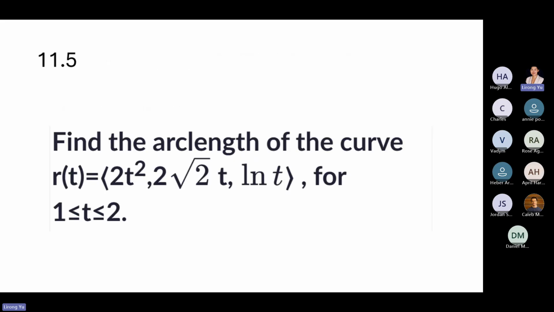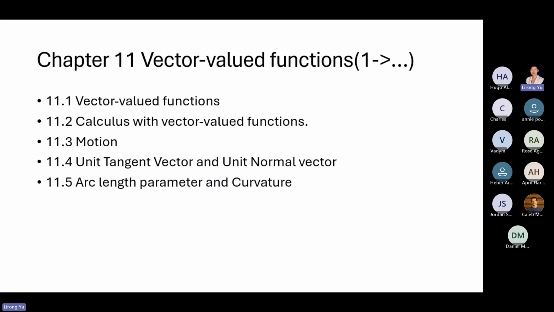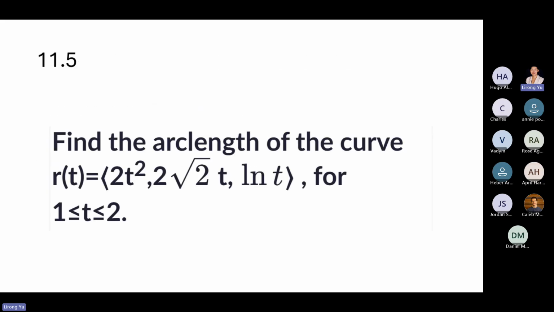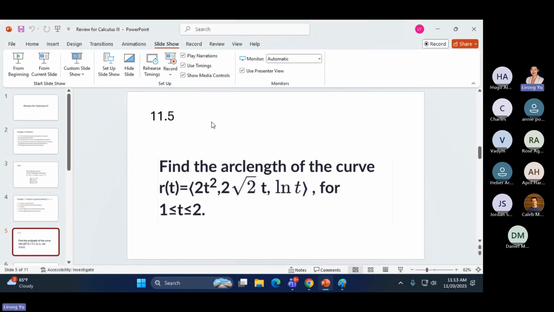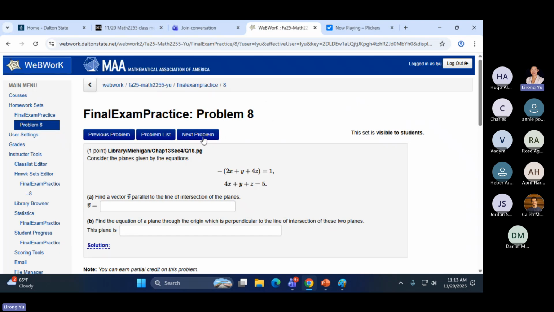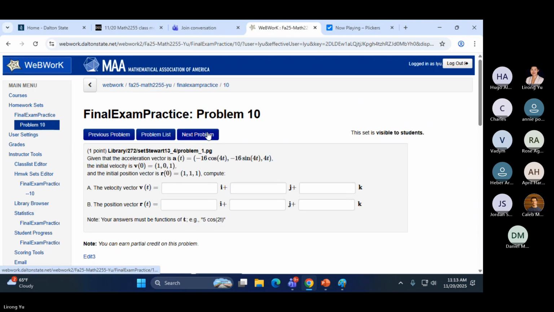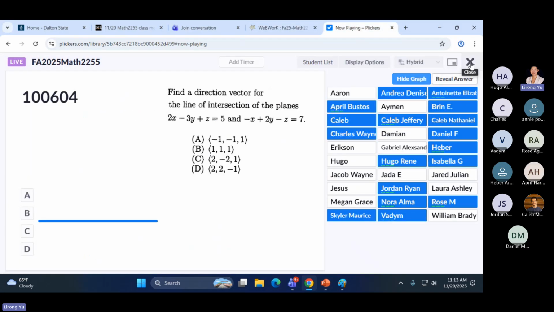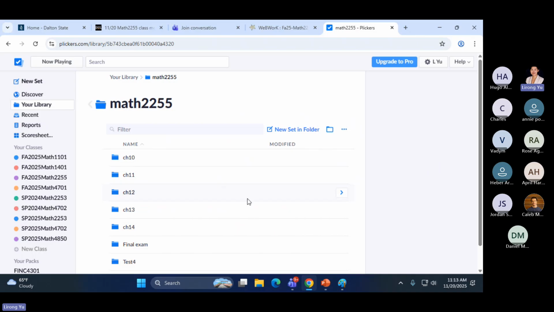So arc length parameter leads out the curvature notion, but we don't have to follow it as a calculation of curvature. For practice of 11.5, I was using this question. It's one of the questions that we had on WebWork. The reason I pulled out this question is that it's one of the questions on the final exam. Yes, it's question 11. I don't want to show it because I actually have the solution in there. So here we are. Let's pull out that question for practice.